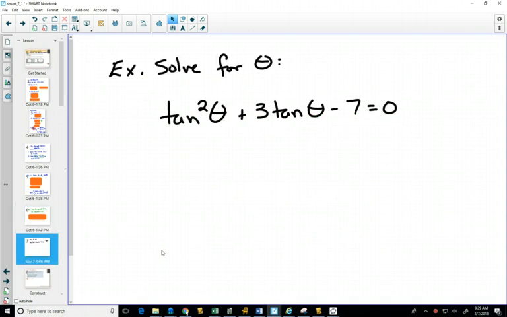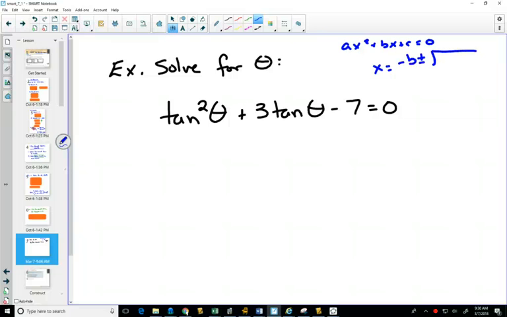And the last example we're going to do today is combining a bunch of things that we've learned already. So here's another quadratic trig function. We have tan squared theta plus 3 tan theta minus 7 equals 0. If you tried to factor that, you'd try for a long time and find out it is not factorable. So you'd have to go to your formula sheet, and on your formula sheet they have for ax squared plus bx plus c equals 0, x equals negative b plus or minus the square root of b squared minus 4ac over 2a. That's your quadratic formula.